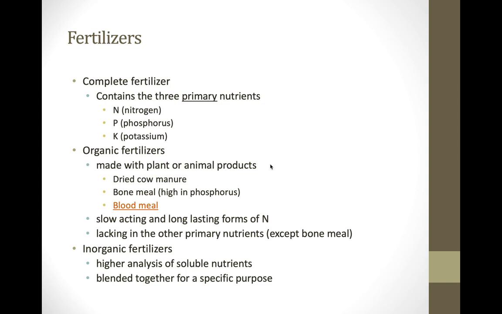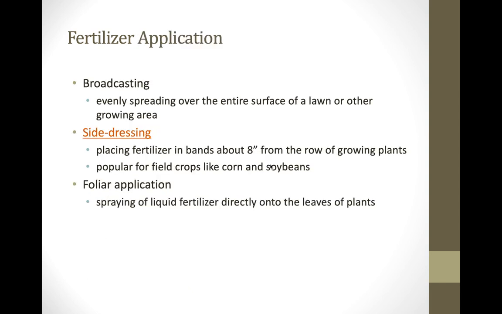With the inorganic, or the man-made, you know exactly what you're putting out there. And typically they work fairly quickly, unless you're looking at something like a slow release fertilizer, which is one that just releases a little bit at a time.